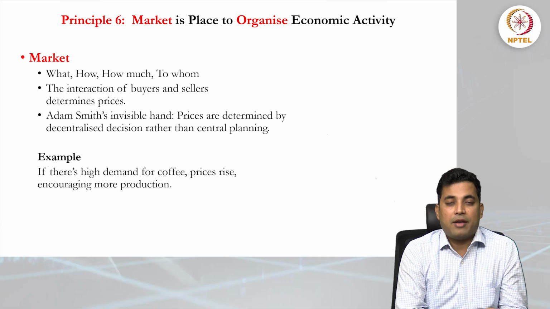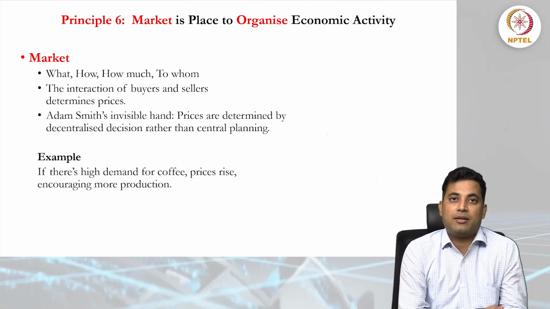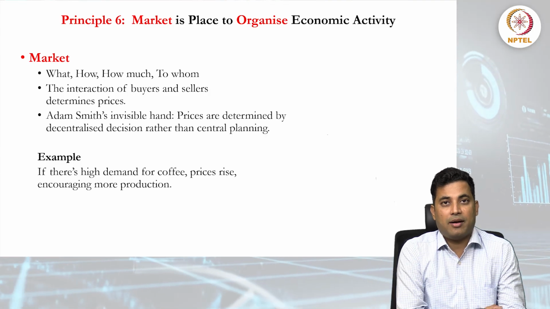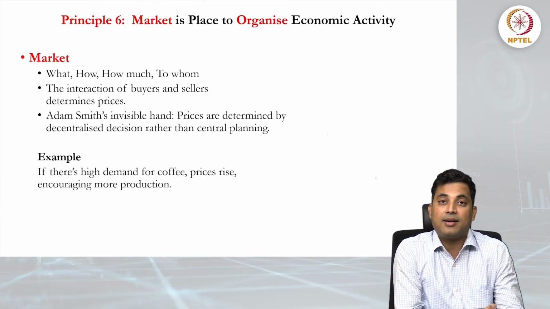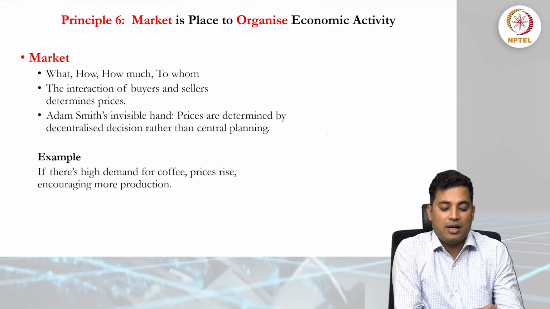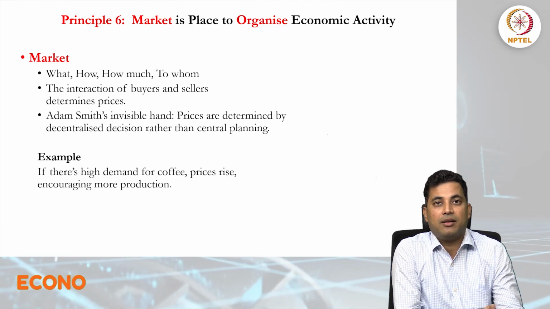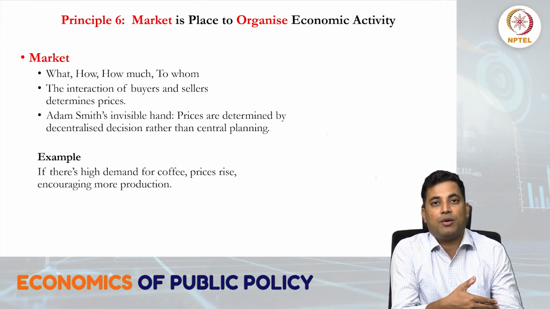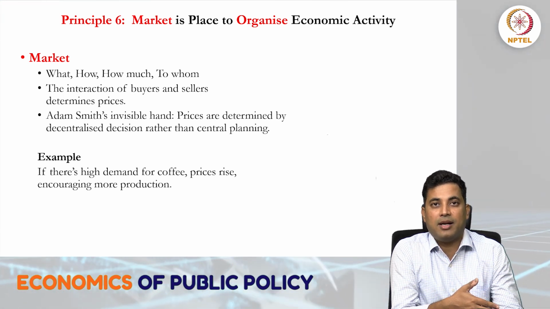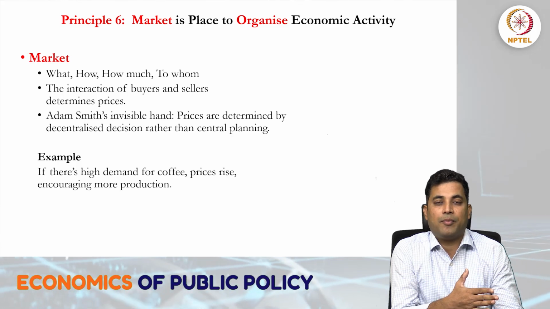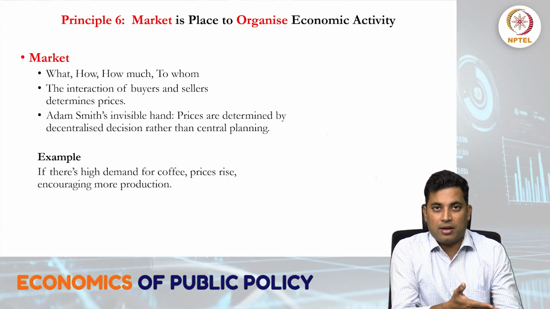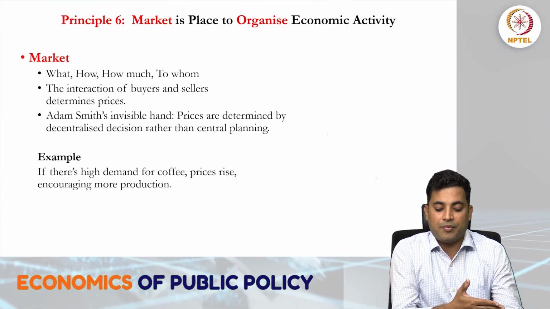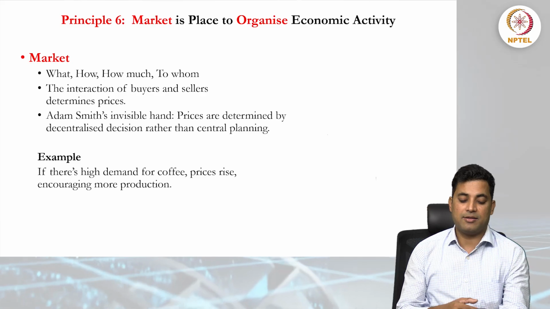If I quote Adam Smith, as all of us know, on the invisible hand concept, it is mentioned that prices are determined by decentralized decisions rather than central planning. So how much quantity of a particular commodity or policy there is, it is actually determined by the people and also in the market through the demand. It is not set by central planning, and therefore the market is very important.